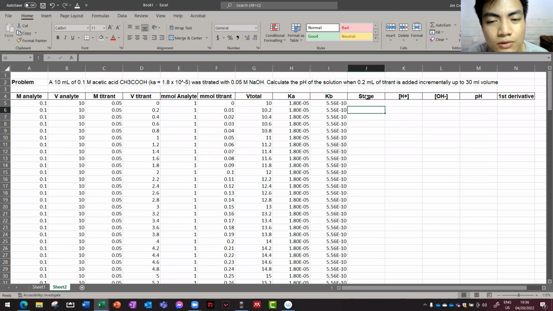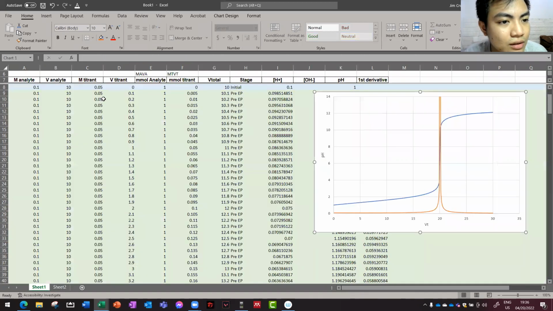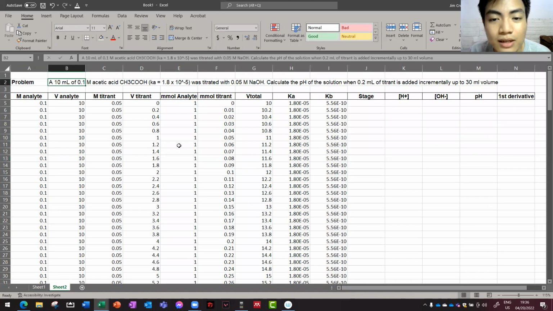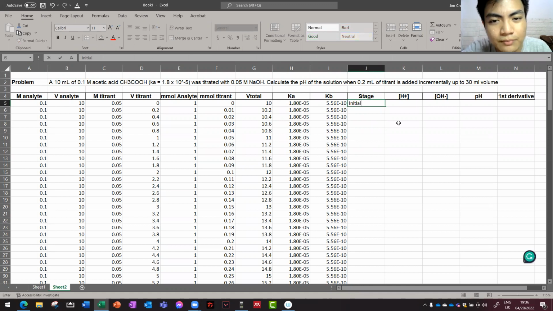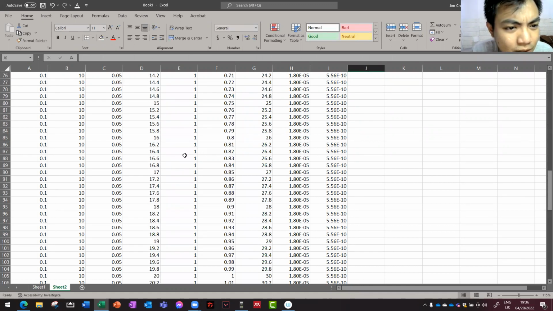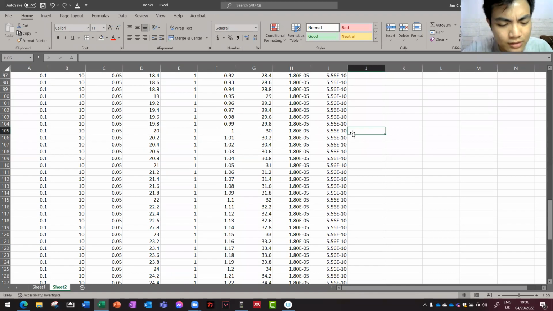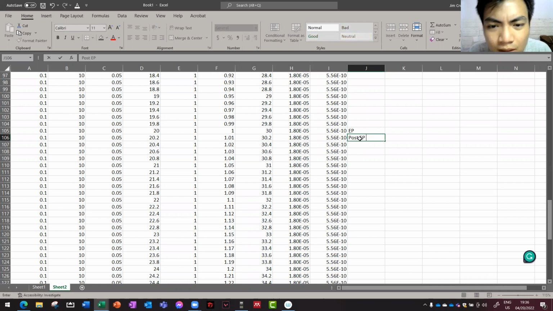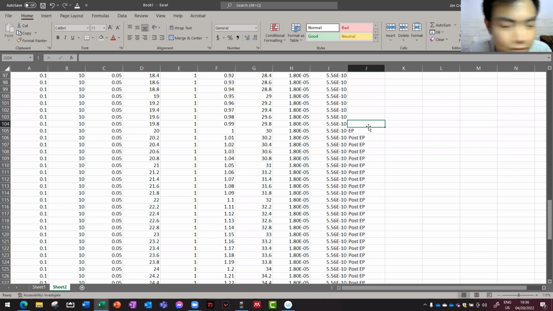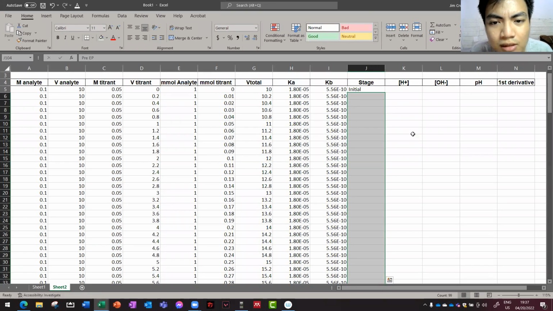The next thing you're going to do is to assign the stages. The endpoint here is still 20 ml, since I did not change the volumes. So I will assign this 0 ml of the titrant as the initial. And 20 ml of the titrant, which is here, is the equivalence point. This one will be the post equivalence, and anything below it will be post as well. For the pre-equivalence, everything above the equivalence point is pre-equivalence. I just drag it upwards, except for the initial stage.